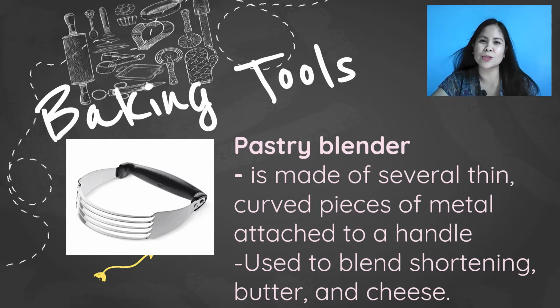The tool is usually made of narrow metal strips or wires attached to a handle, and it is used by pressing down on the items to be mixed, known as cutting in. The pastry blender is essential because it both keeps your hands clean and requires a minimum of clean-up time. That is pastry blender under baking tools.